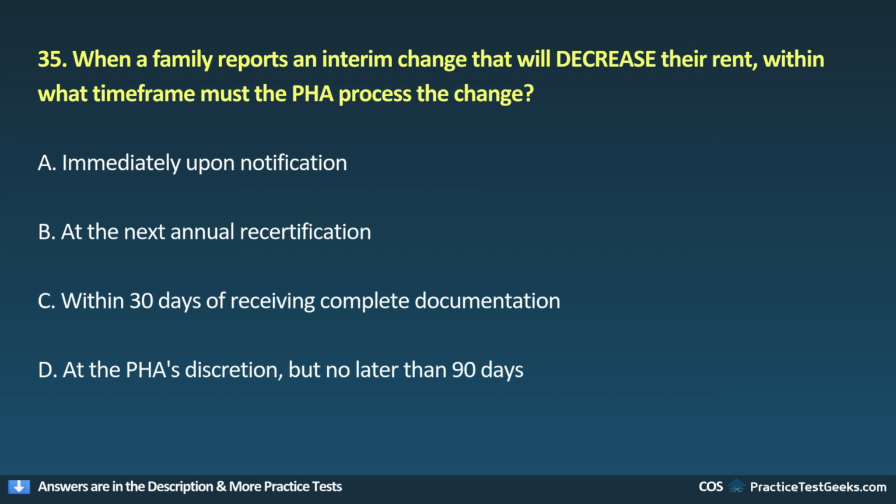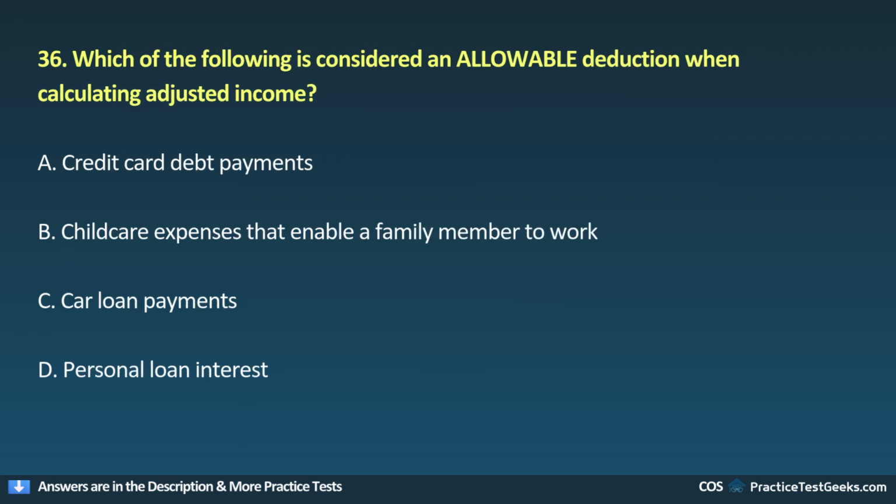35. When a family reports an interim change that will decrease their rent, within what timeframe must the PHA process the change? A. Immediately upon notification. B. At the next annual recertification. C. Within 30 days of receiving complete documentation. D. At the PHA's discretion, but no later than 90 days.